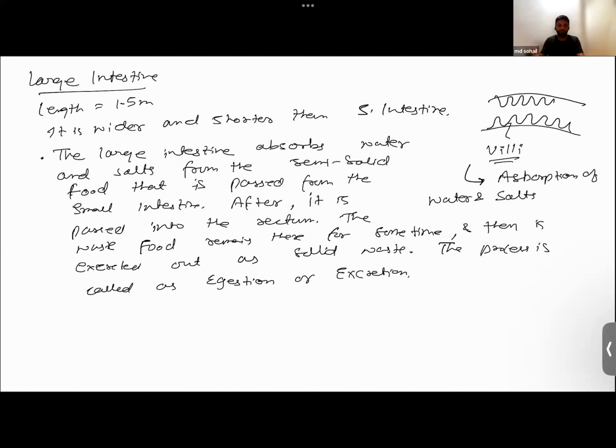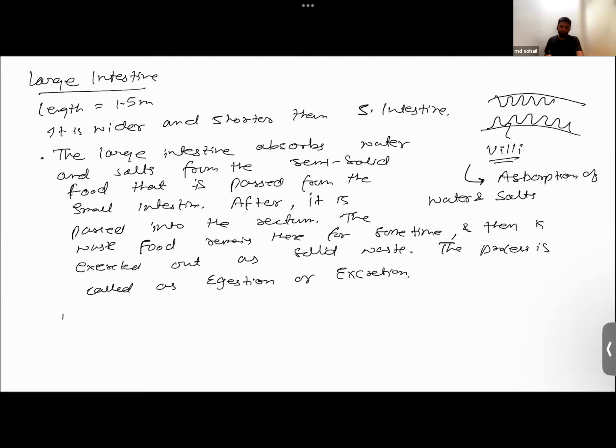Egestion or excretion. So that is basically the different parts of the alimentary canal, starting from the mouth up to the large intestine and the rectum as well. We have to include the anus as well in this one. That is also part of the alimentary canal, but its only function is to do what?